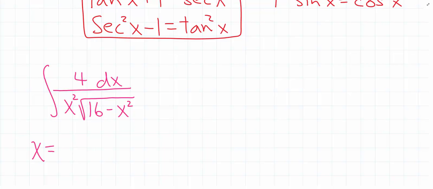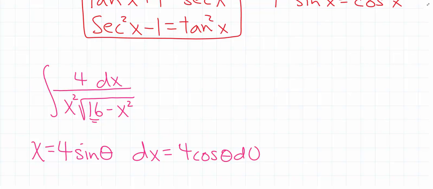Well, here's what we do. Notice I've got a 16 right here. I'm going to say, okay, what is the square root of that? It's 4. So I say x equals 4 sine theta. That's the substitution we'll make. It's just the square root. So 16 is a squared, which means a is 4. Now, once we do that, we immediately say, okay, then dx is 4 cosine theta d theta. That's what we do immediately.